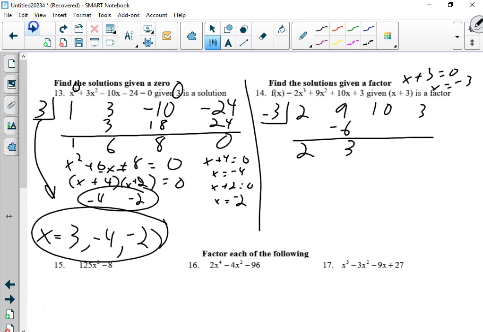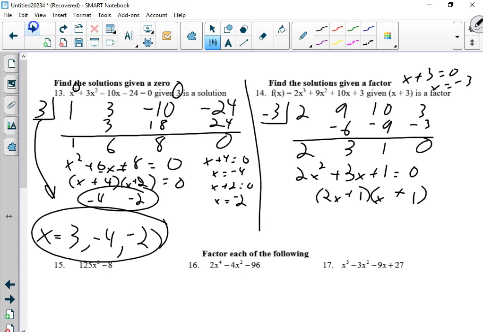9 plus negative 6 is 3. 3 times negative 3 is negative 9, my bad. Which gives me 1, negative 3, 0. It is a factor, for sure. I need to find the other solutions. 2x squared plus 3x plus 1 equals 0. Factor this out. 2x and 1x. The only way to make 1 is 1 and 1, and they're both positive.